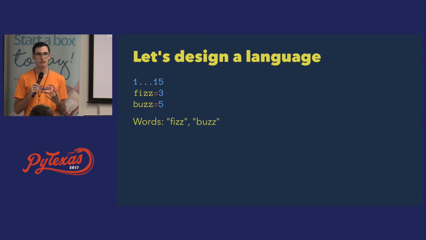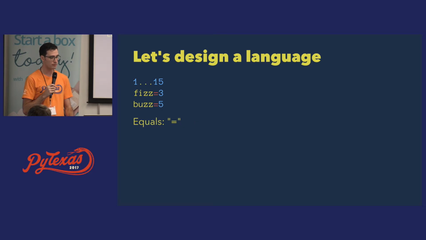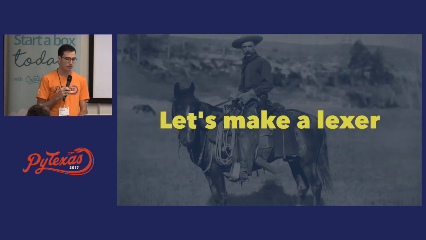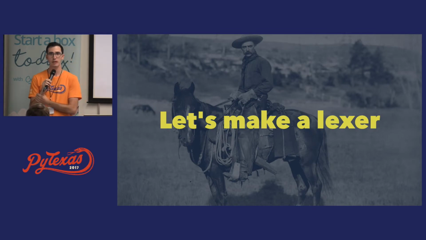We're going to have words, which is any alphabetical character in a row. So fizz and buzz are words. We have the equal symbol, it has some semantic meaning here. And let's say we have white space too. So there's new line characters. So the first step is to make a lexer.